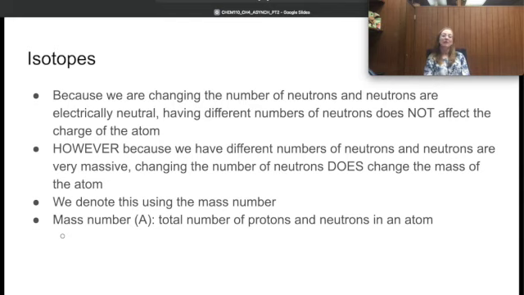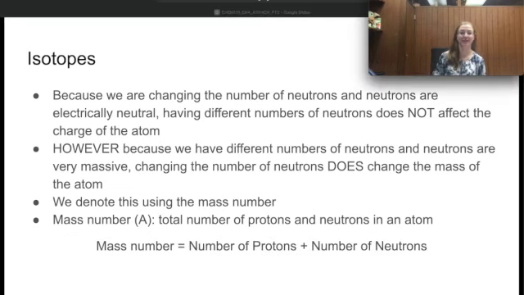We denote how many neutrons we have using what we call a mass number. The mass number is represented by the letter A. The atomic number is represented by Z. Yes, I know, that's confusing. You'd think atomic would be A and mass would be Z. No, atomic is Z, mass is A. It is what it is. But that A represents the total number of protons and the total number of neutrons in an atom. So mass number is number of protons plus number of neutrons.